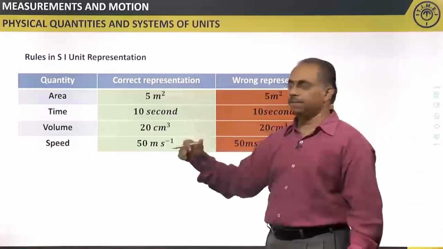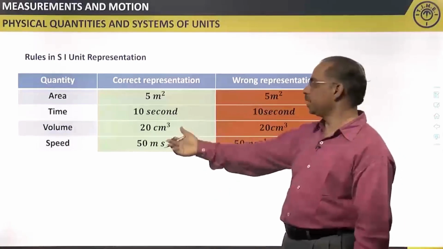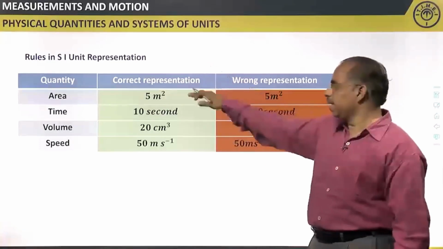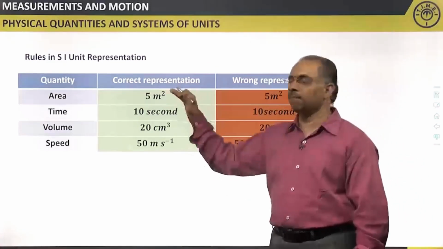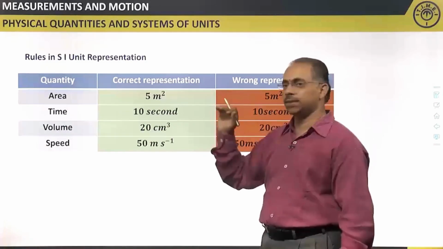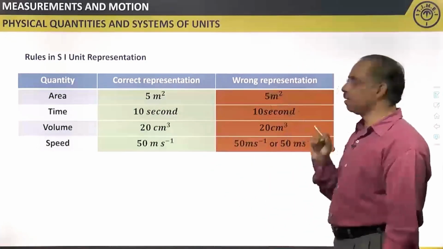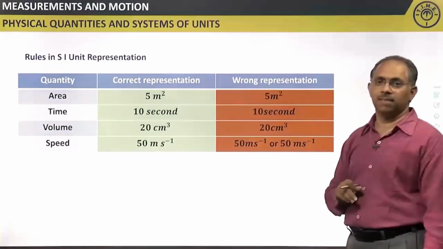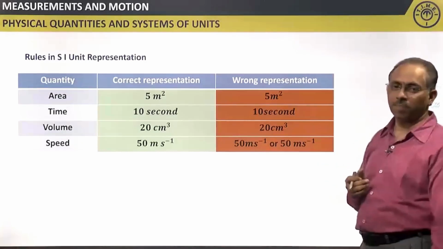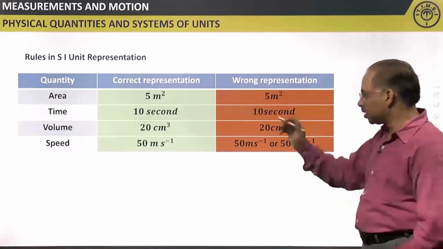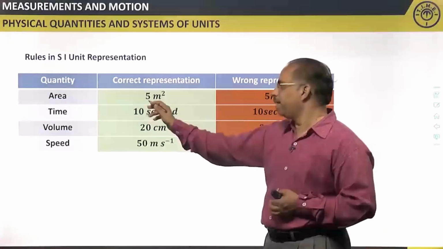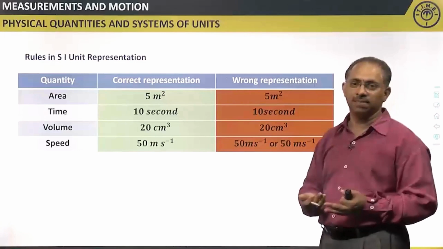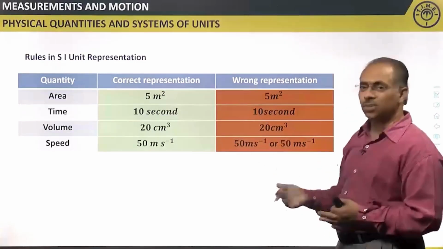I am taking area 5 m², 10 s, 20 cm³, 50 m/s. This is the correct representation, with certain numbers and certain units. Now see the wrong representation. Just observe both of them. What is the difference you are getting? In the first one, I have 5 and m, there is a space. In the second one, there is no space. The same is the case with the other things also.